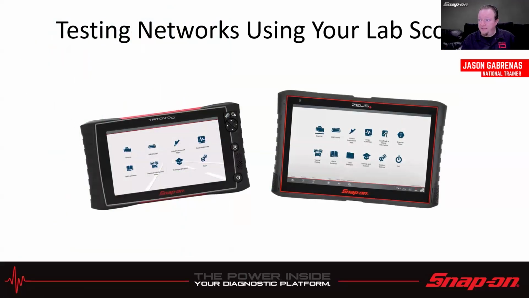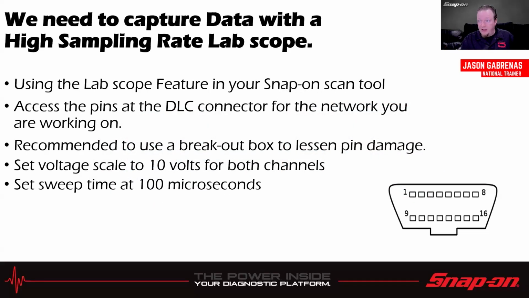So let's talk about testing. In order to test networks, you need to use a lab scope in order to see these signals like I've been showing you on the screen here. Using a lab scope feature, we can use our Snap-on scan tool. We can really use anything with a scope, but of course, I'm showing Snap-on equipment. Access the pins at the DLC connector for the network you're working on. Like I said, refer to a wiring diagram when in doubt and make sure you're putting it on the right pins. It's recommended to use a breakout box to lessen pin damage.